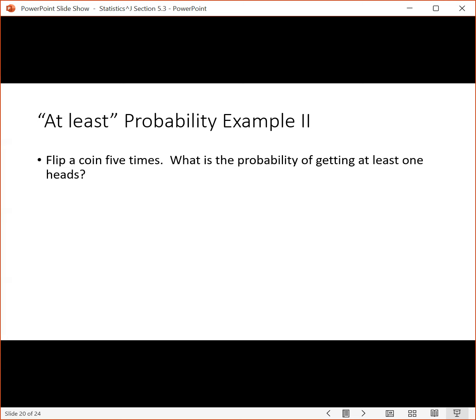All right, so flip a coin 5 times. What is the probability of getting at least 1 heads? Okay, so we're going to flip a coin 5 times. You flip it, flip it, flip it, flip it, flip it, and then you want to know what the chances are that you get at least 1 heads on all of those results. As soon as you see that at least language in there, you should be thinking, complement. I should use the complement here.